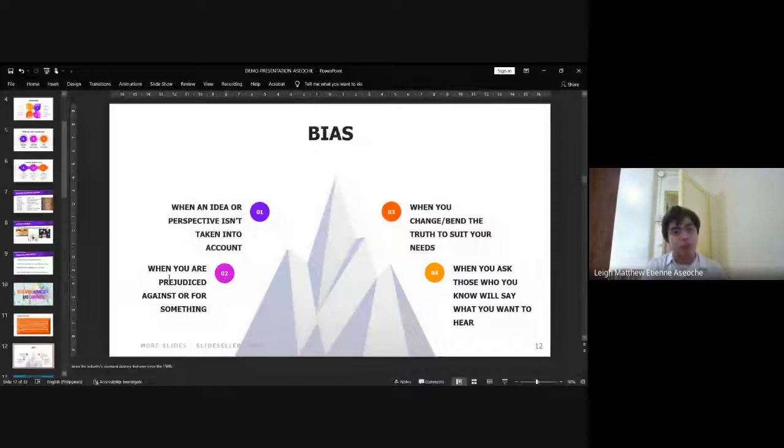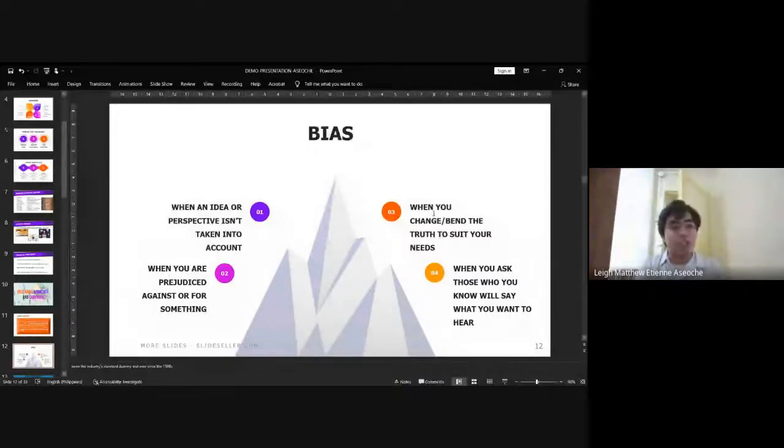So similar to what I said a while ago, if you're a diehard fan of a certain side in an issue, that is bias. If you're for the death penalty or for same-sex marriage, ganyan, that's your bias. But it's not wrong. Bias entirely is not wrong, okay? It's just when you're prejudiced against or for something.